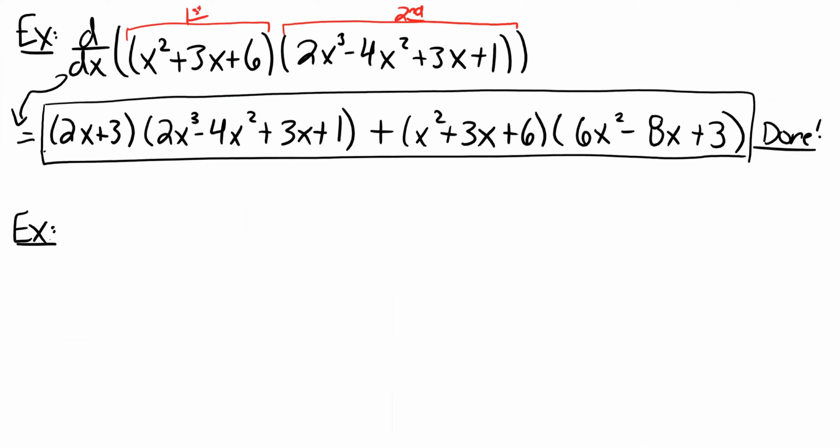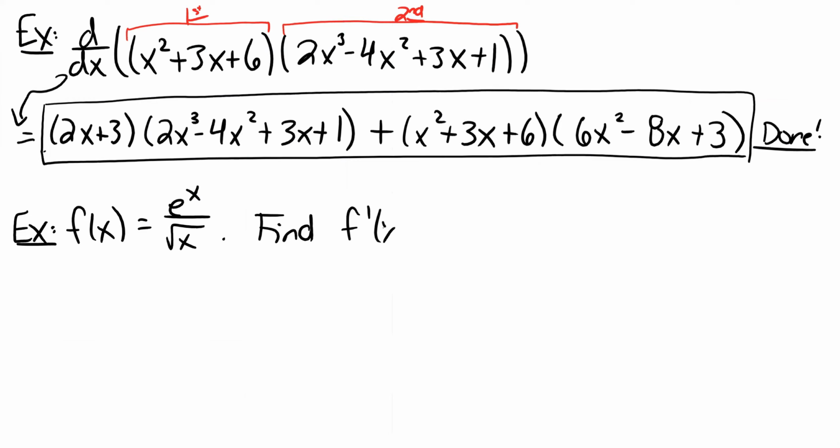Last example of the product rule. Suppose f of x equals e to the x over square root of x, and I want to find f prime of x. You might be thinking, hey, we're supposed to be using the product rule, and this looks like a quotient. Well, sure, but we can represent this function differently. Since dividing by something with an exponent is the same thing as multiplying with the negative exponent, we can represent this as x to the minus 1/2 times e to the x.